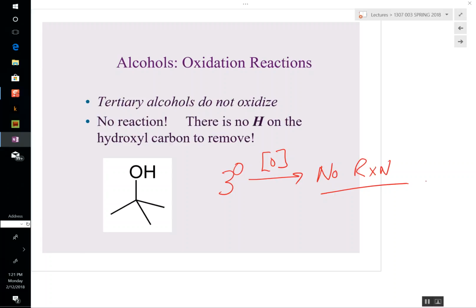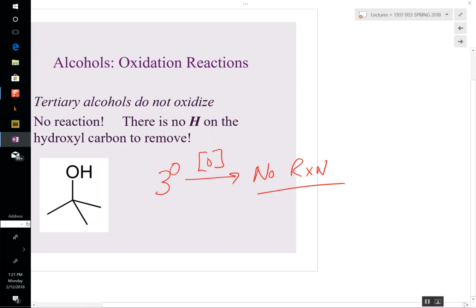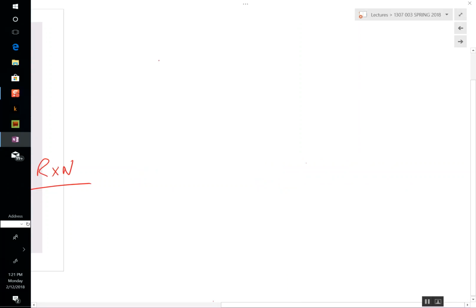Okay, so let's summarize. Let me just summarize for a second over here. Primary alcohol oxidizes to an aldehyde, which can further oxidize to a carboxylic acid.